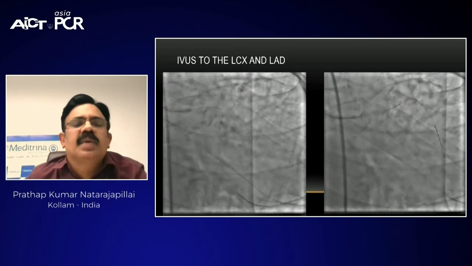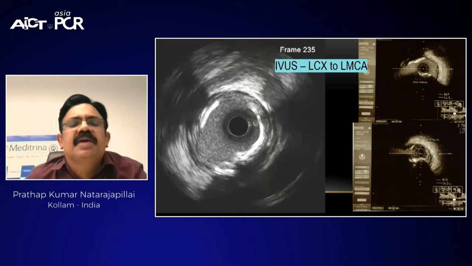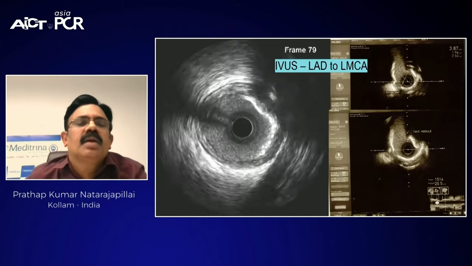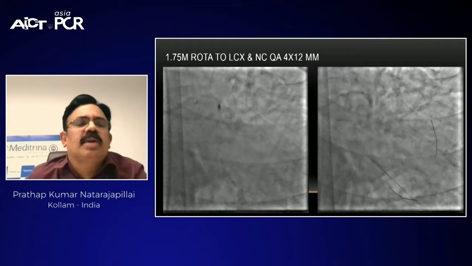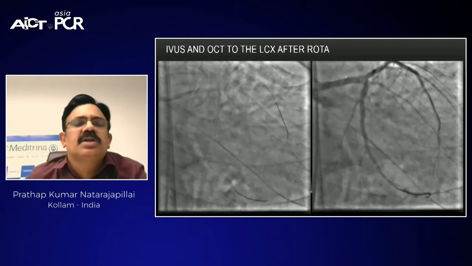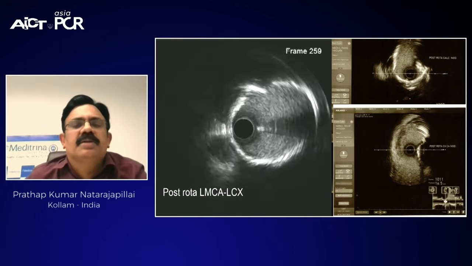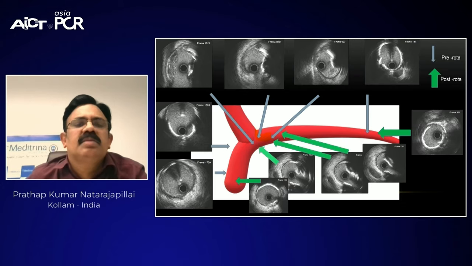We did an IVUS to the LAD as well as the circumflex. The IVUS in the LMCA showed a calcified nodule at the ostium. We can see the calcified nodule nicely. The same can be identified from the LAD to the LMCA also. So we did rotablation with a 1.75 burr and a 4 by 12 millimeter balloon. Then we did an OCT. Post-rota, a similar picture, similar to the previous, and pre and post-rota a similar picture in IVUS.